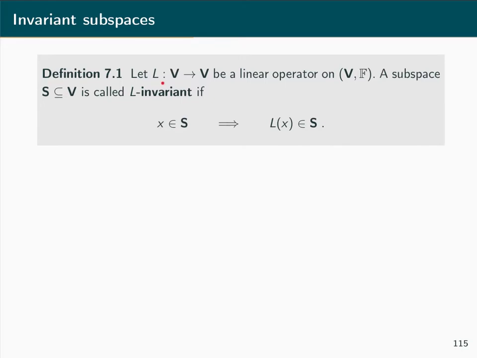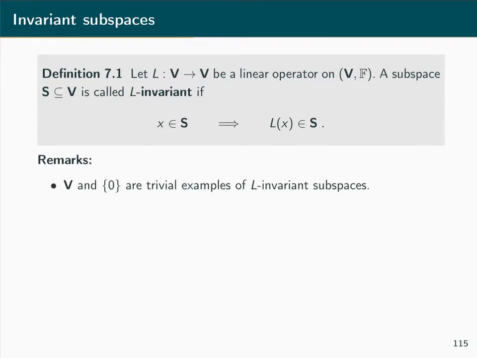So let L be a linear operator, which in terms of this course means that its domain and codomain are the same vector space V. A subspace of V is then called L invariant if, for any vector x in the subspace, we have that also L of x is an element of the subspace. So basically, by applying L to any vector of the subspace, I will not leave the subspace. Clearly, the entire vector space V and also the point 0 are trivial examples of L invariant subspaces.